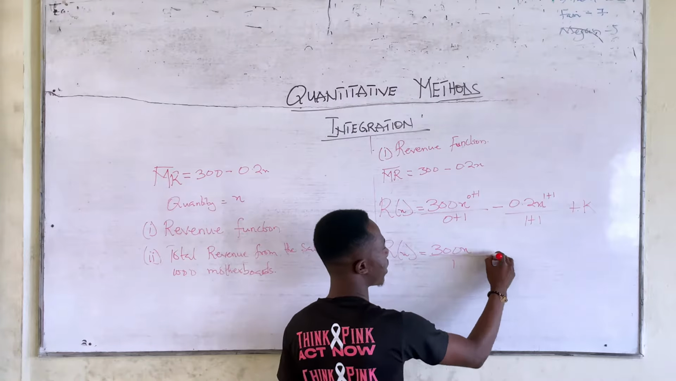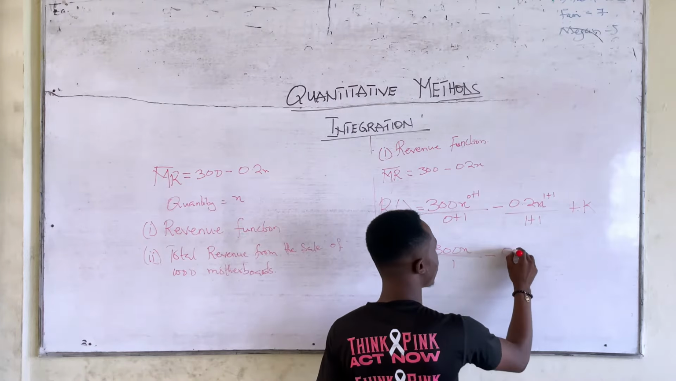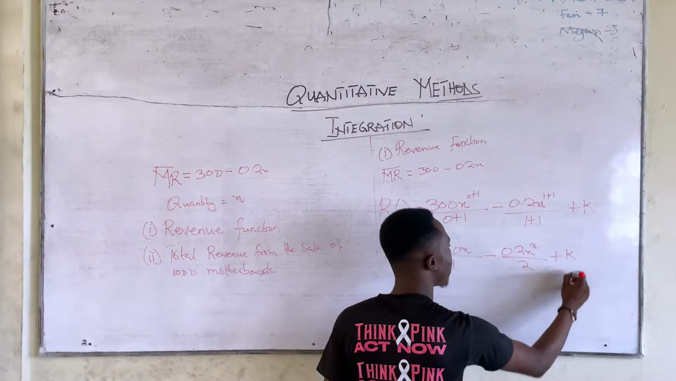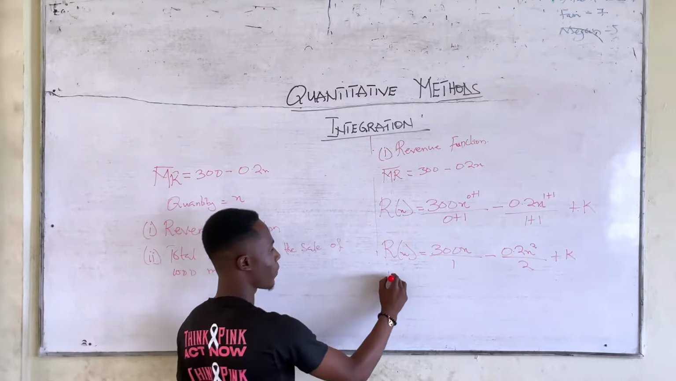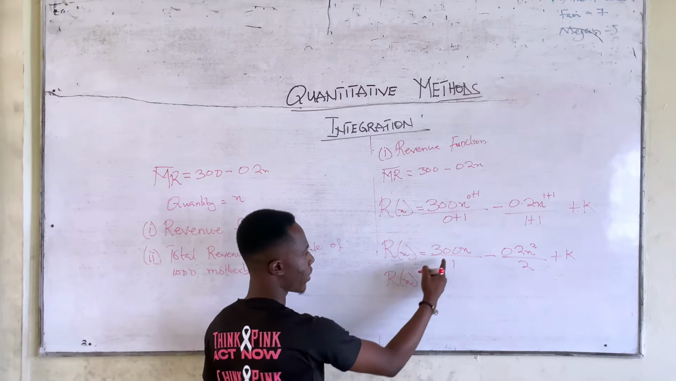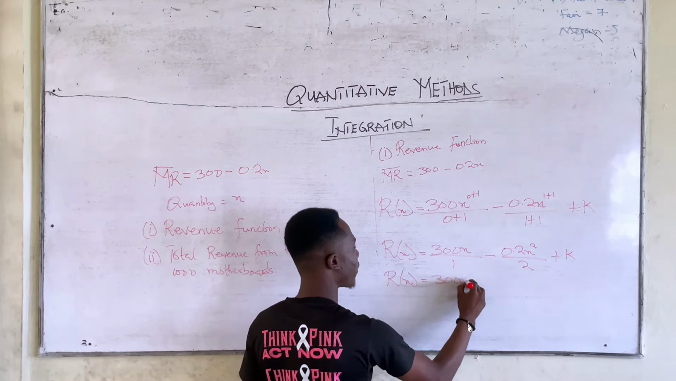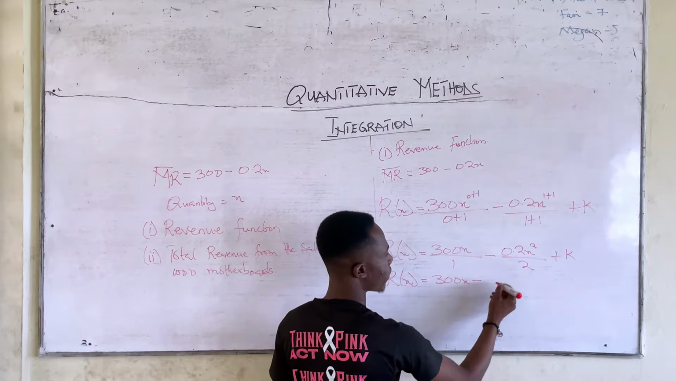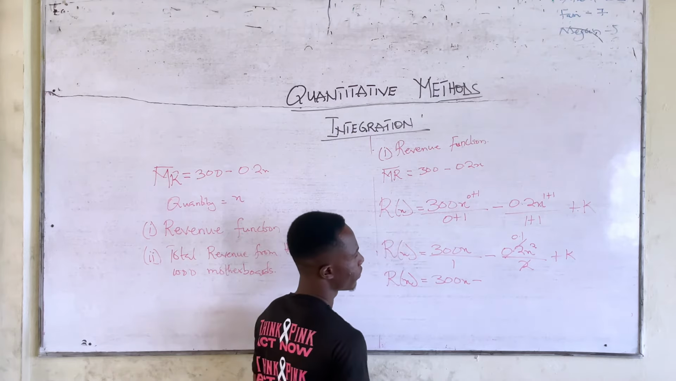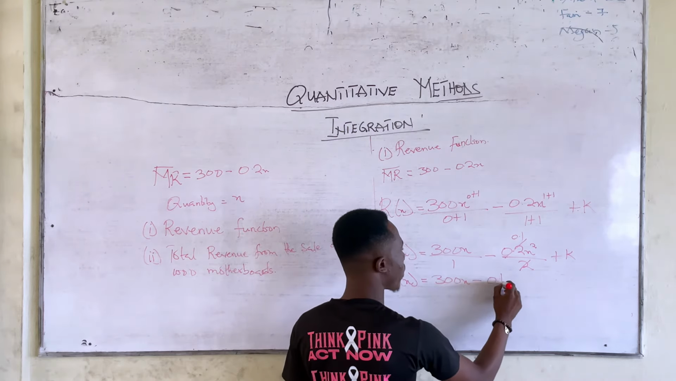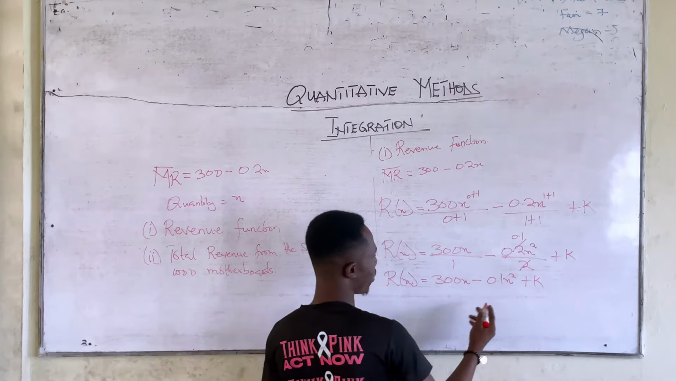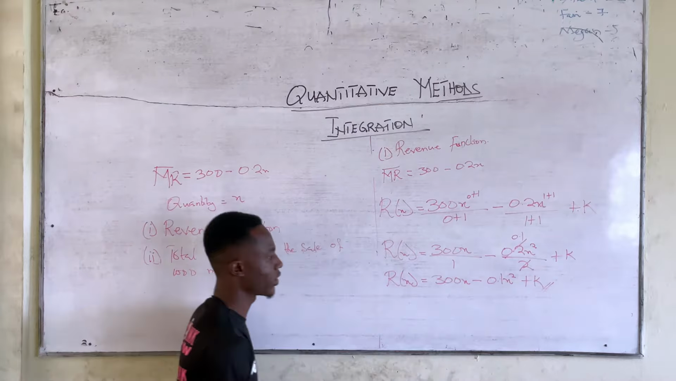Okay, so I'll do that in the next step. So here too you have what? 0.2x exponent 2 over 2 plus k. And so the revenue function is equal to 300 what? X. You have 300x here minus this 2 will go here with 0.1. Is that okay? So 0.1 x squared plus k. So this is the revenue function.